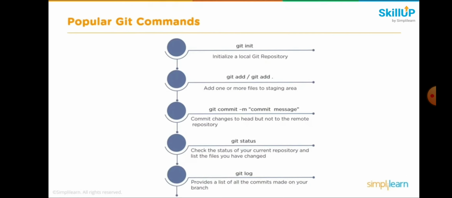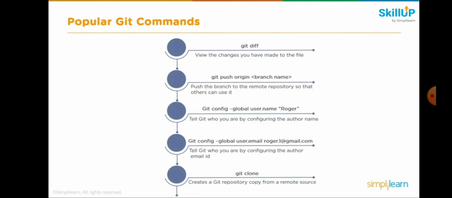git status checks the status of your current repository and lists the files you have changed. git log provides a list of all the commits made on your current branch. git diff views the changes that you've made to the file. So you can actually have files next to each other and see the differences between the two files. git push origin branch-name will push the branch to the remote repository so that others can use it. And this is what you would do at the end of your project.